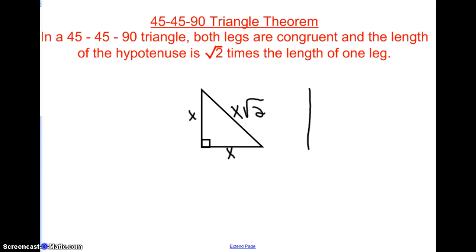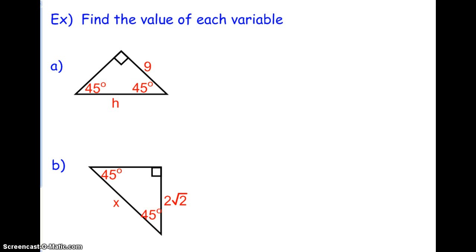So if we have another triangle, we put some numbers in there. If this is 4, that's 4. That's 4 square root of 2. I no longer have to do the Pythagorean theorem. I just apply the relationship to the problem. So I got a couple more examples.